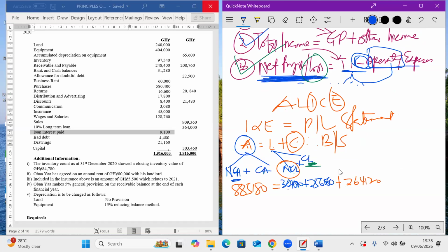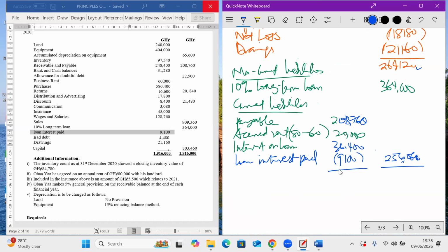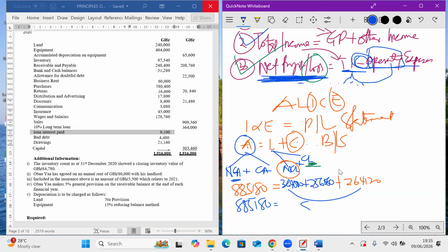So we are adding all these three. They should give us the same figure here. If it doesn't give us, it means that there was a mistake somewhere. So out of the three, down here, we had what? 885,180. So all these three give us 885,180. So the total debit, all assets are on the debit side.